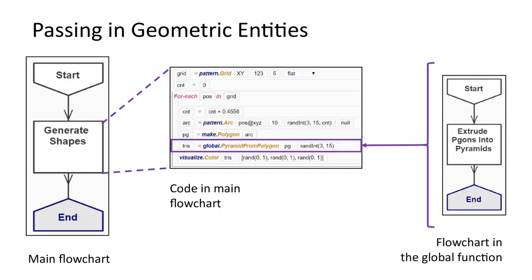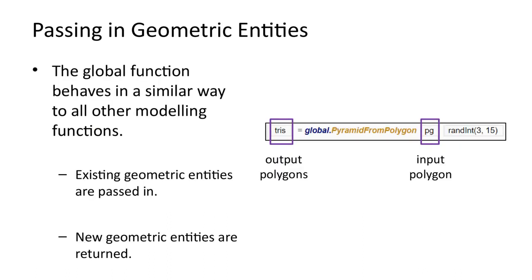Here we can again see the relationship between the two flowcharts. In the code for the main script, we can see that there is a loop that generates a series of regular polygons on the xy plane. Each of these polygons is then passed into the global function as an input parameter. The second parameter for the global function is the height. In this case, it is a random integer between 3 and 15. The global function behaves in a way that is similar to other functions. Existing geometric entities can be passed in, and new geometric entities can be returned.